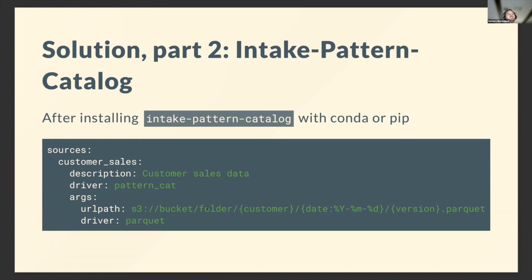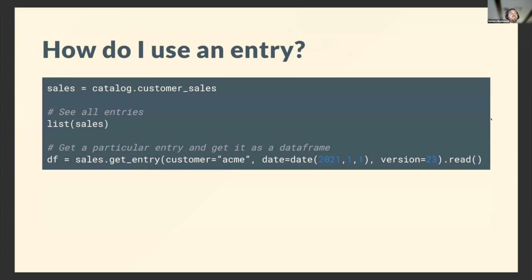And so you say here, the structure of my data is always going to be in some bucket, folder, some customer name, some date with this format, and some version number. And then underneath, for each individual entry, I'm going to use the Parquet driver under the hood. And so this allowed us to describe this whole group of files with a single entry in our intake catalogs.